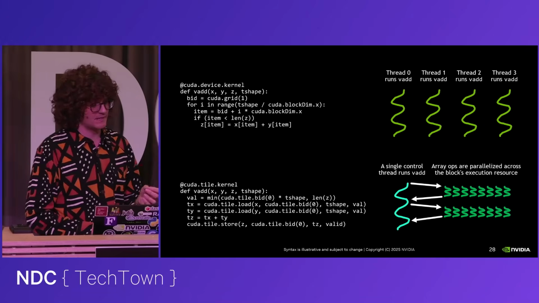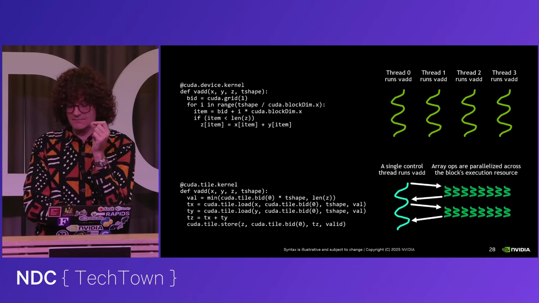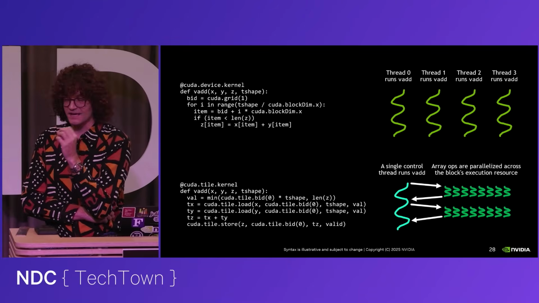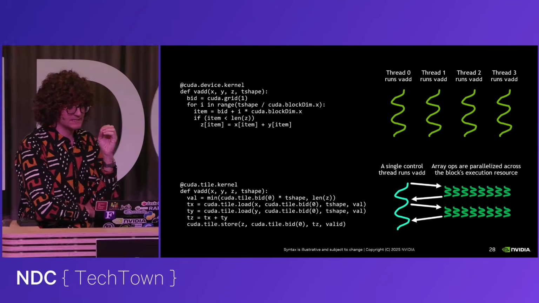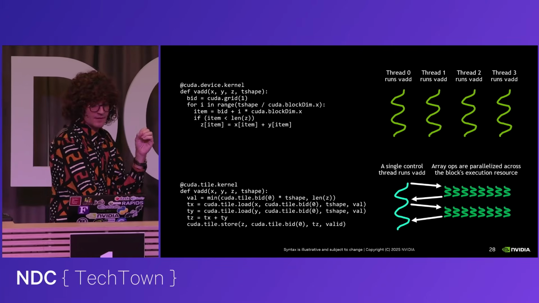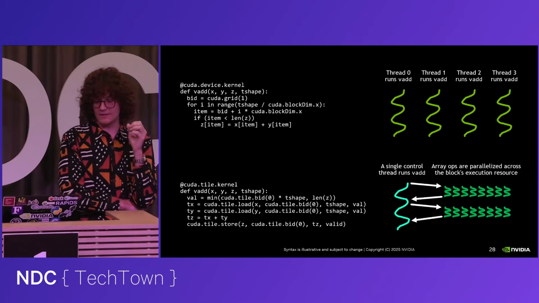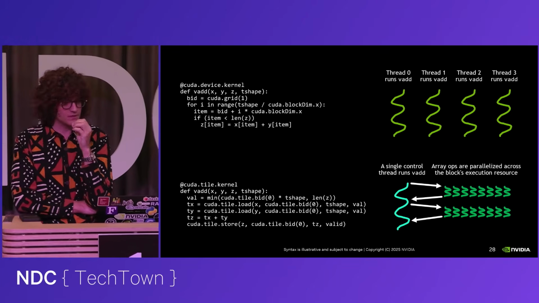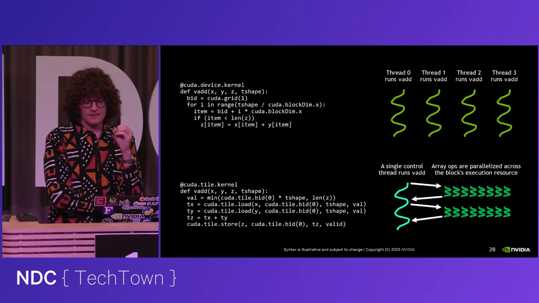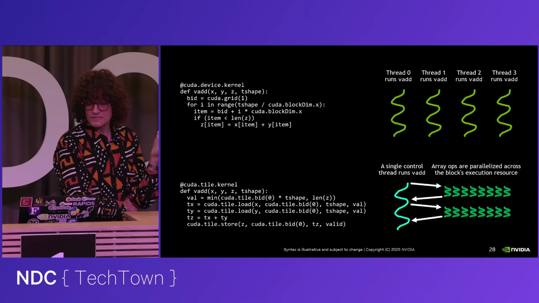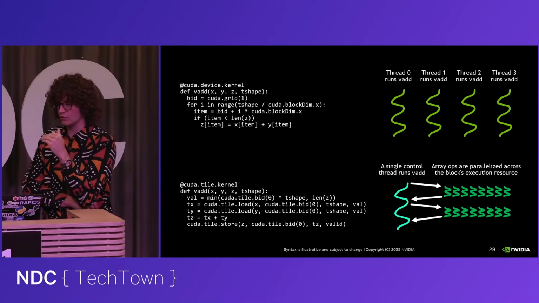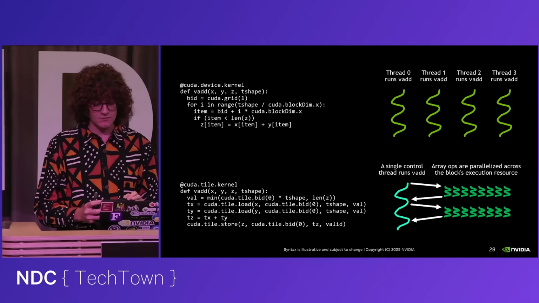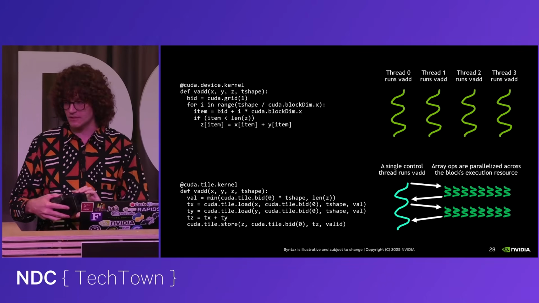So let's look at an example. When running a SIMT kernel, each thread within a block will execute the kernel. But a tile kernel is run by just a single thread per block. Within a tile kernel, we create tiles, which are a special type of local array that you can perform array operations on. And those array operations are sequential with respect to the control thread, but they may be parallelized under the hood by the system using the block's threads and other execution resources.